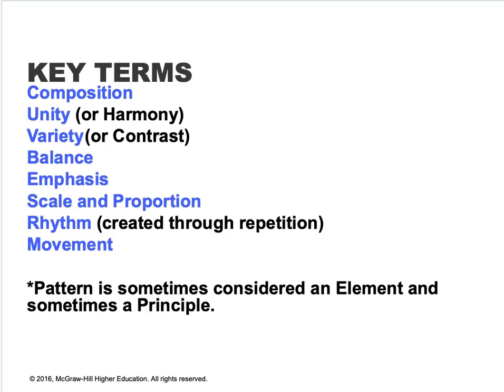So let me just read through the list. We have composition, which is not a principle of design. The rest of them are. We have unity, and another word a lot of artists, art books, and people describing art will use is harmony. We have variety. Another way to say that is contrast. We have balance, emphasis, scale, and proportion, which are very different things, but they're related to size, and so we lump them together for the purposes of this course. We have rhythm, which is created through repetition, and we'll talk more about that when we get to it. And we also have movement.